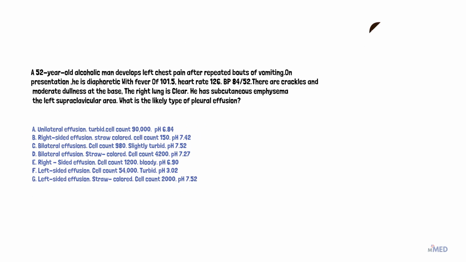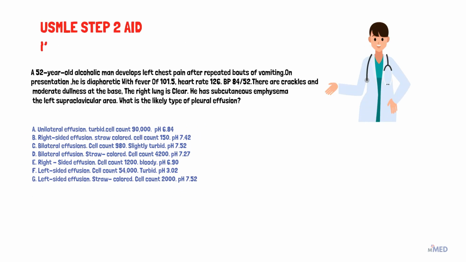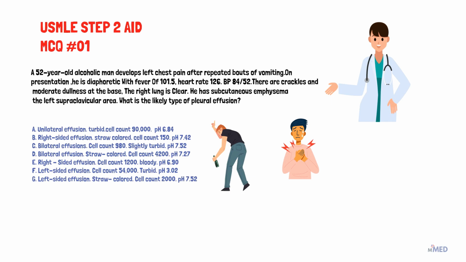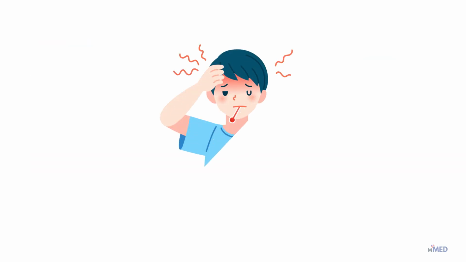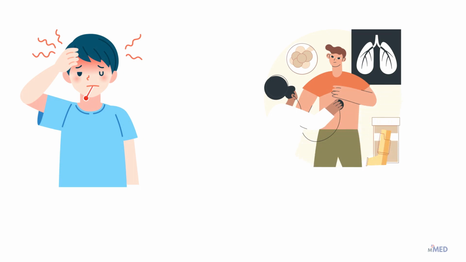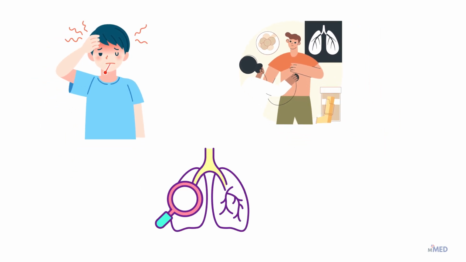Hello everyone. Today we have an intriguing case involving a 52-year-old alcoholic man who develops left chest pain after repeated bouts of vomiting. Let's delve into the world of pleural effusion and uncover the likely type in this case. Our patient's presentation is concerning, with symptoms of diaphoresis, fever, crackles and moderate dullness at the base. He also has subcutaneous emphysema over the left supraclavicular area. But what could be the likely type of pleural effusion?